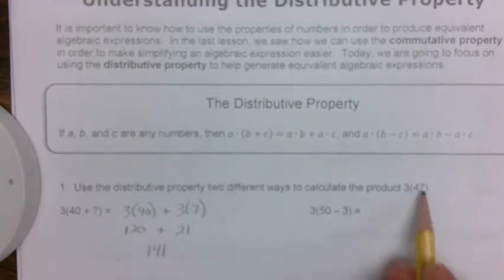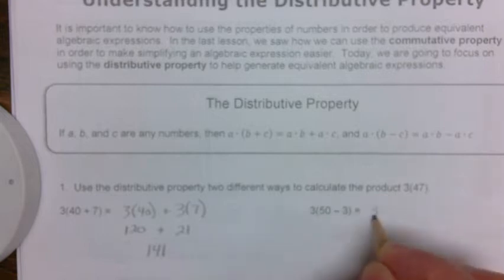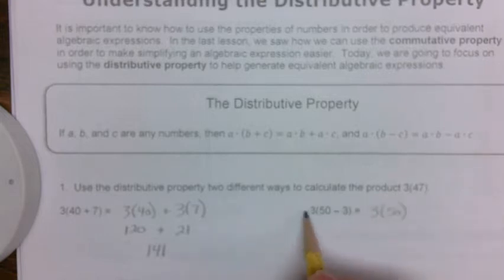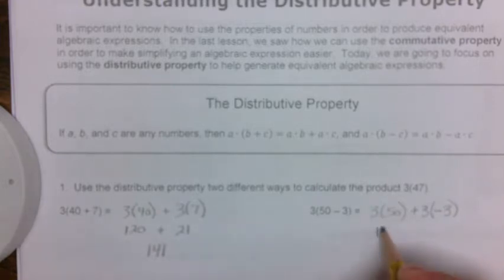Since 47 is also the same as 50 minus 3, when I use the distributive property here, I should also get 141. Again, the term on the outside multiplies each term on the inside. So we start by doing 3 times 50. Now this 3 is positive, so I write plus 3 times, and this 3 is negative, so I write negative 3. 50 times 3 is 150. Positive 3 times negative 3 is negative 9. So we have 150 minus 9, which again gives us 141.